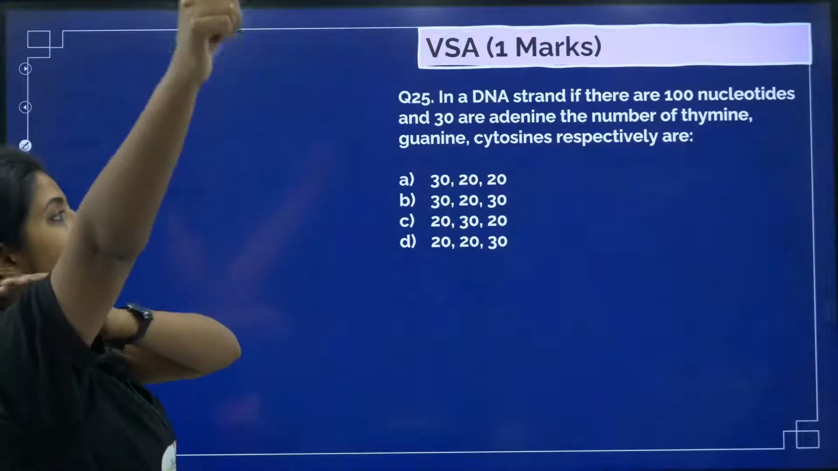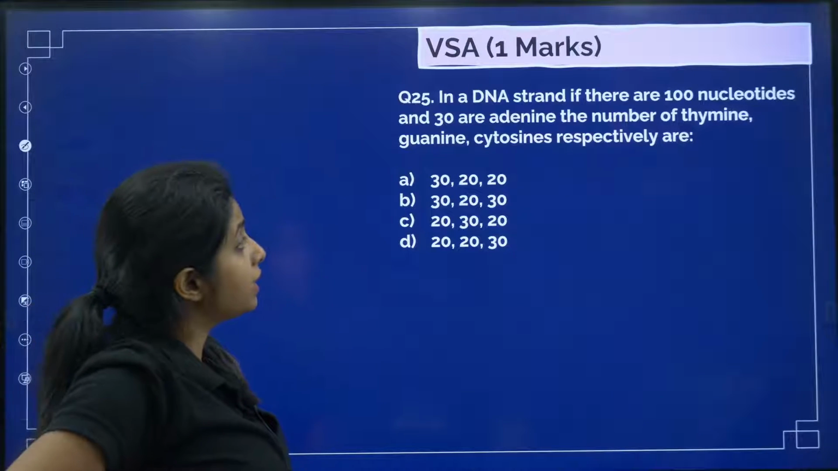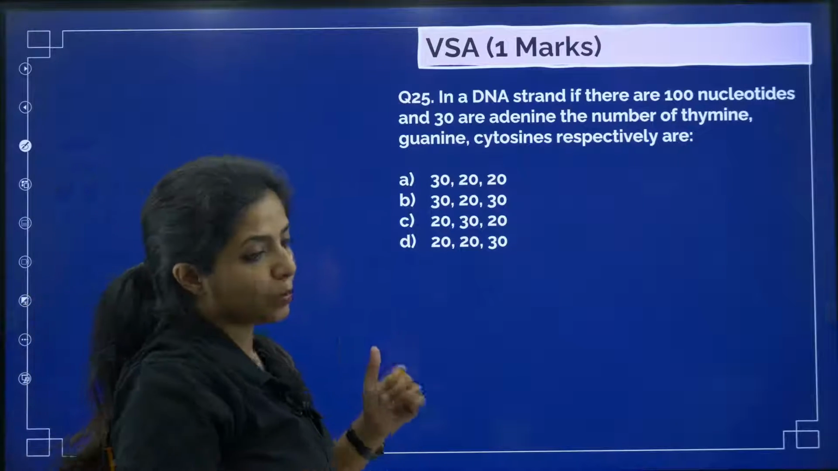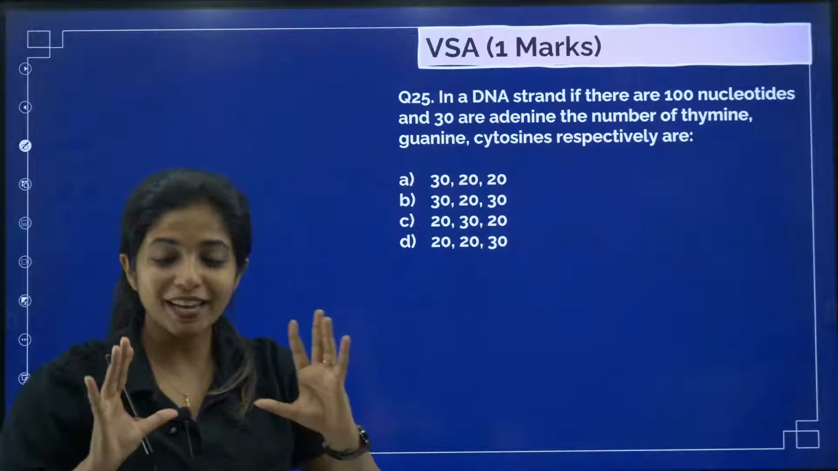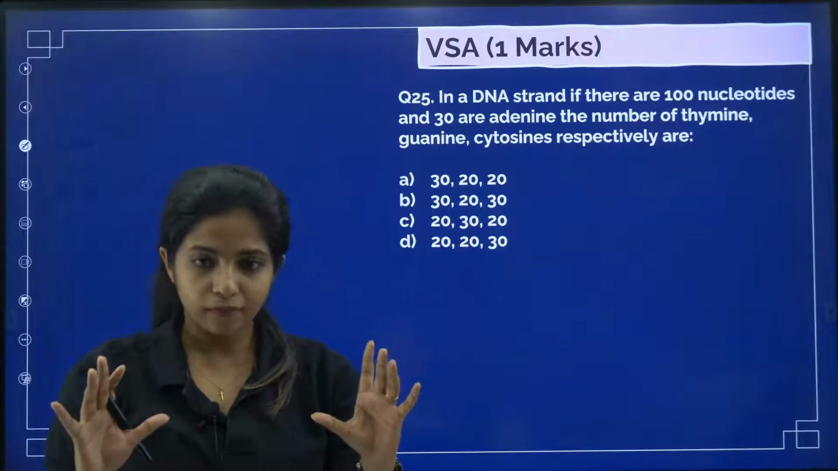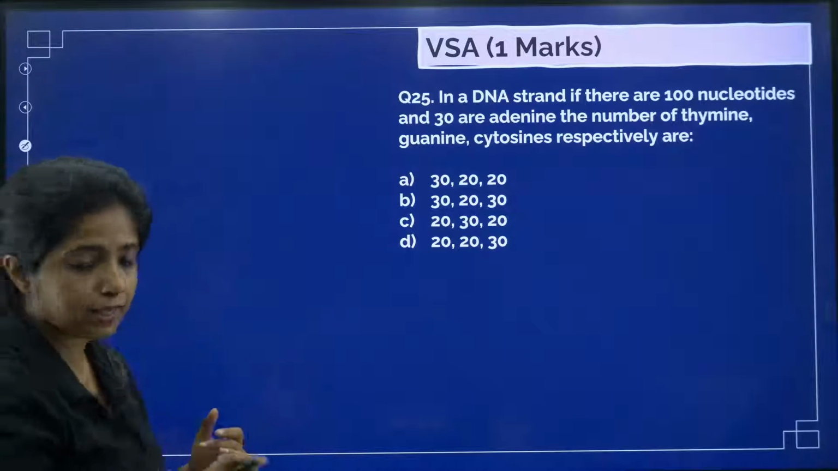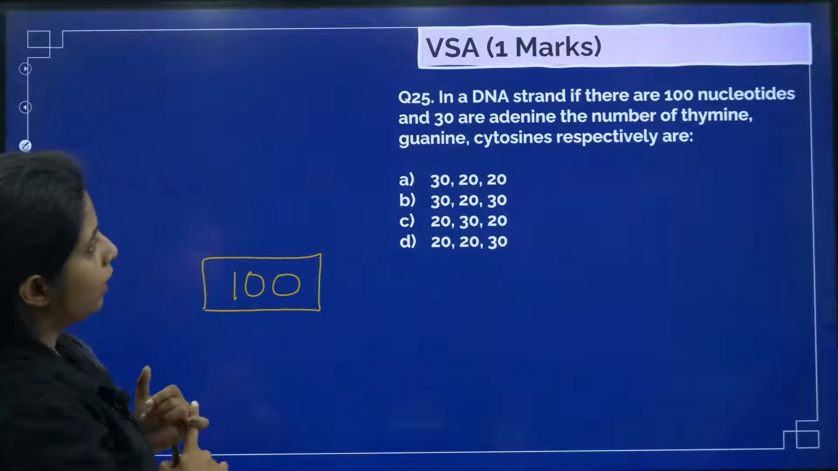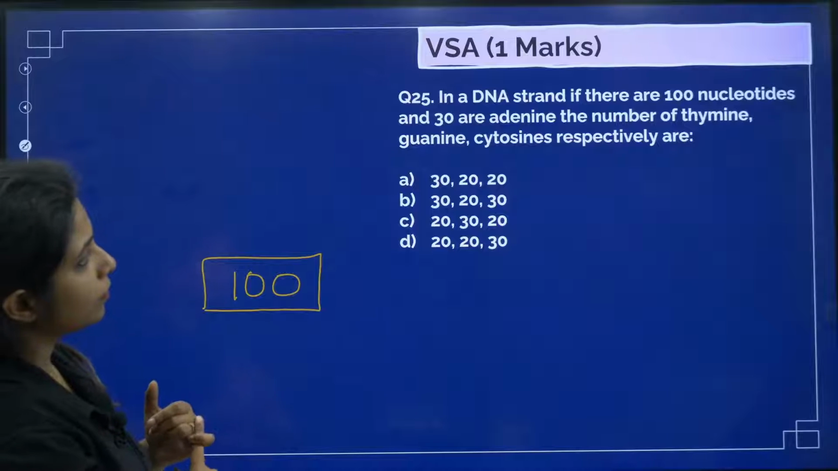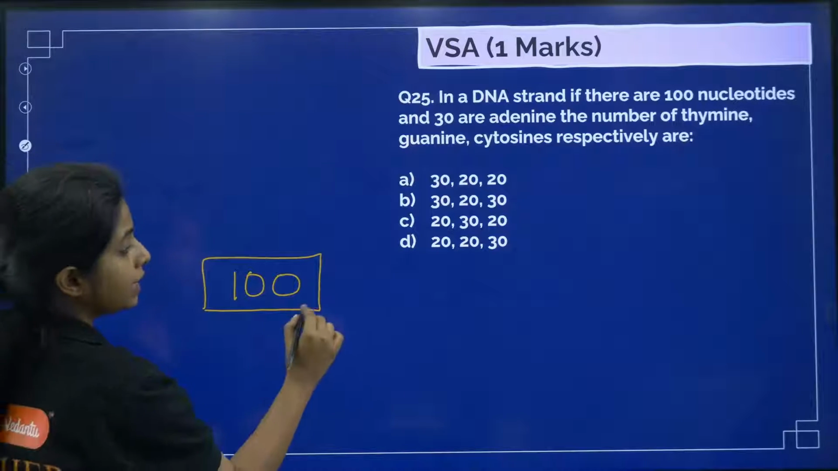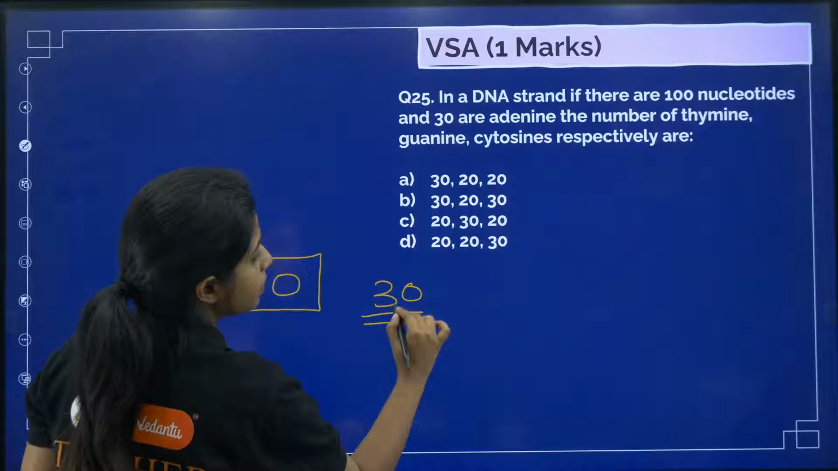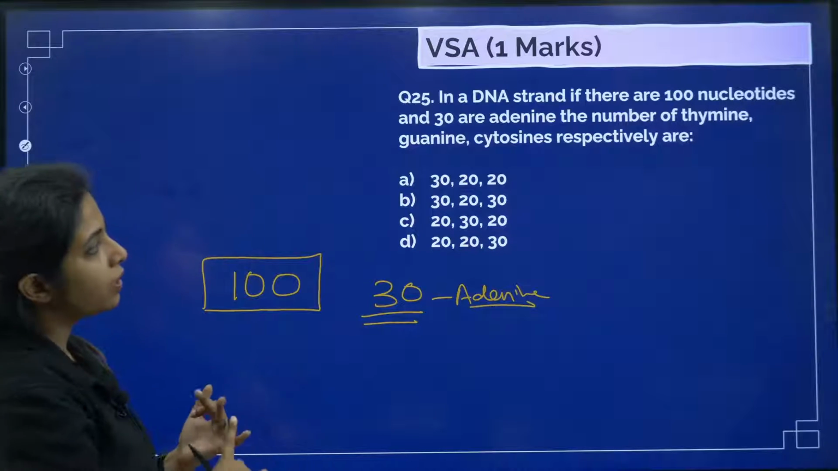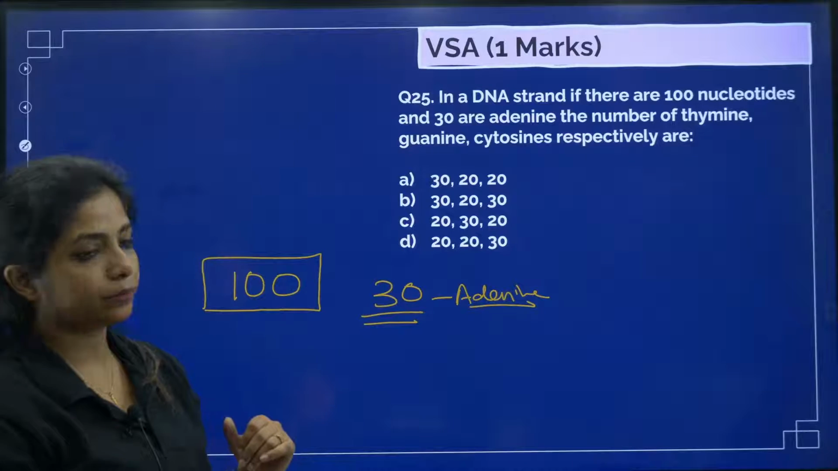In a DNA strand, if there are 100 nucleotides and 30 are adenine, the number of thymine, guanine, cytosine respectively are. So, in the DNA strand, my dear children, 100 nucleotides are there, and 30 of them are adenine. How many thymine, guanine, cytosine do you have respectively? Can you tell?